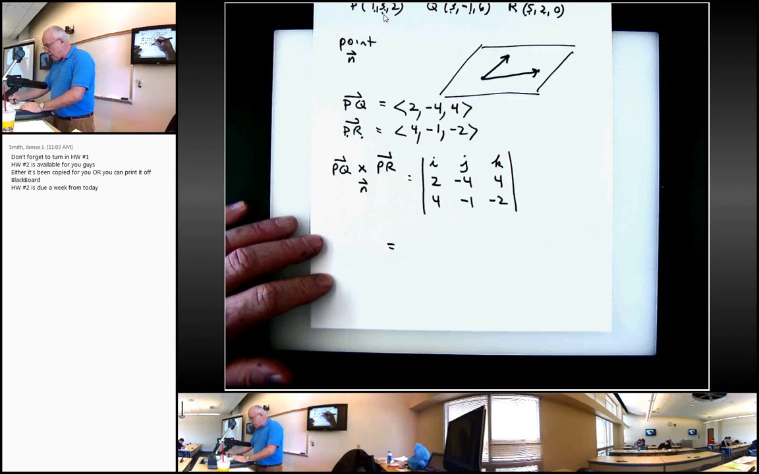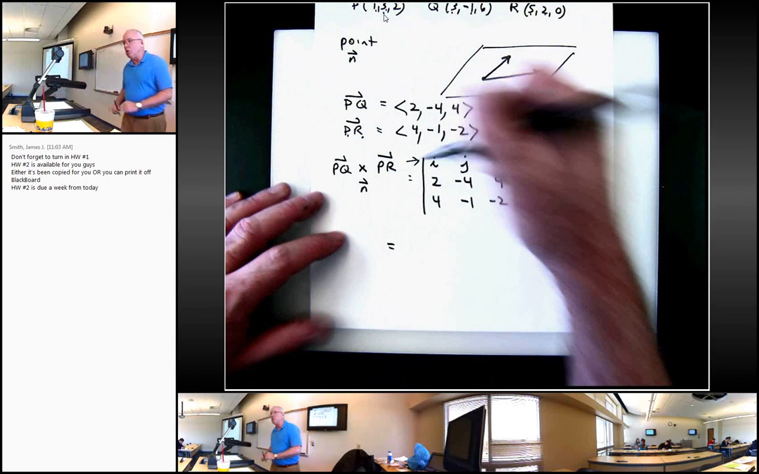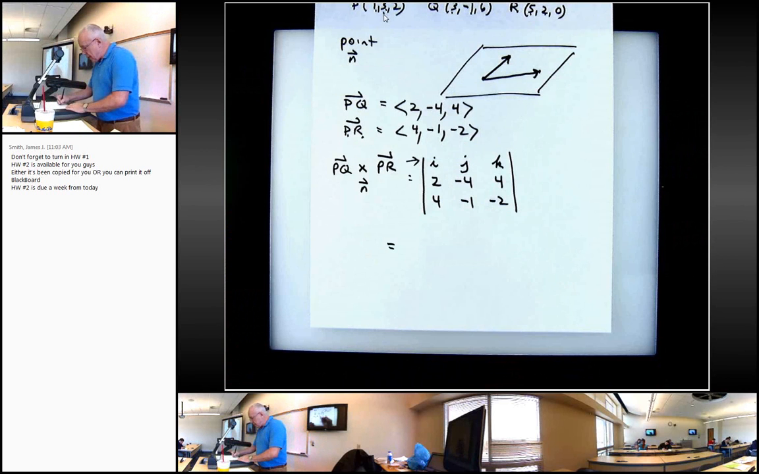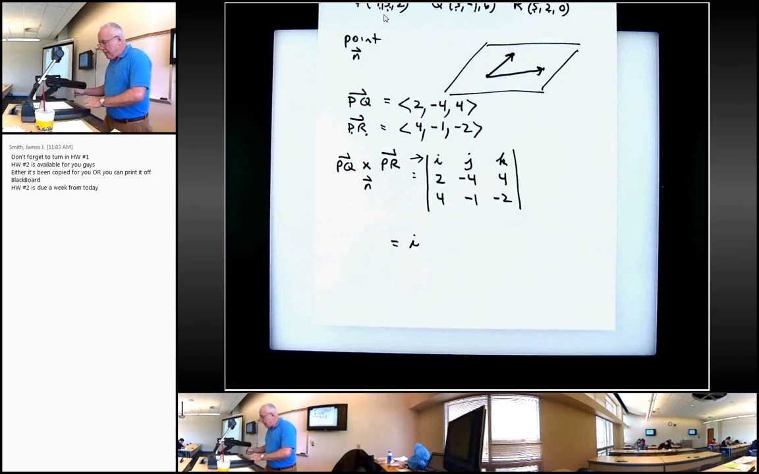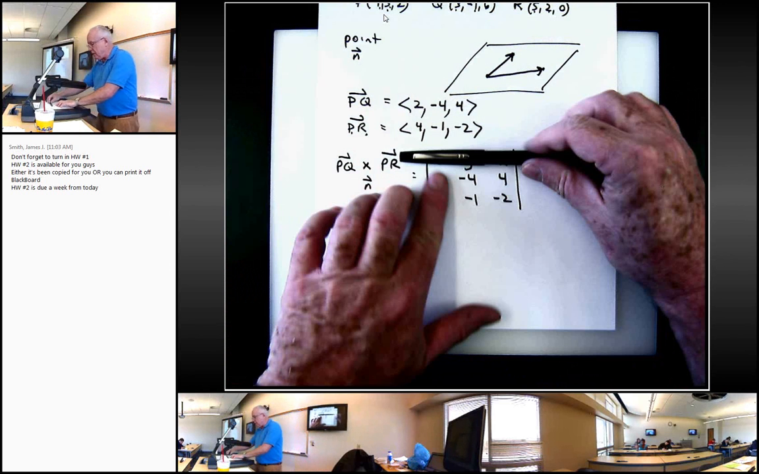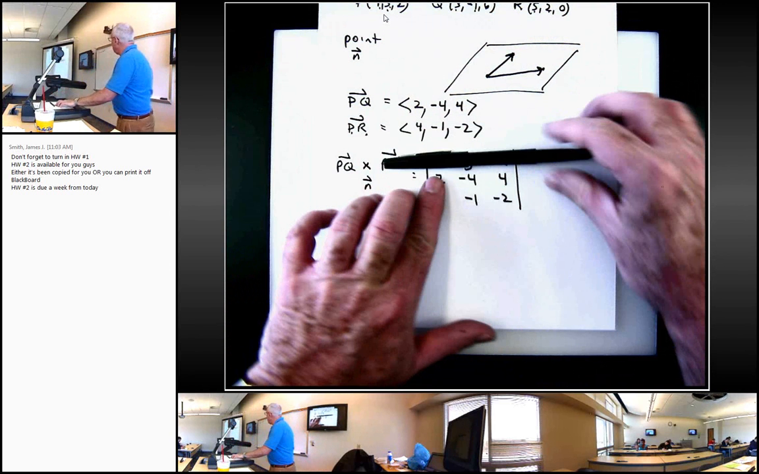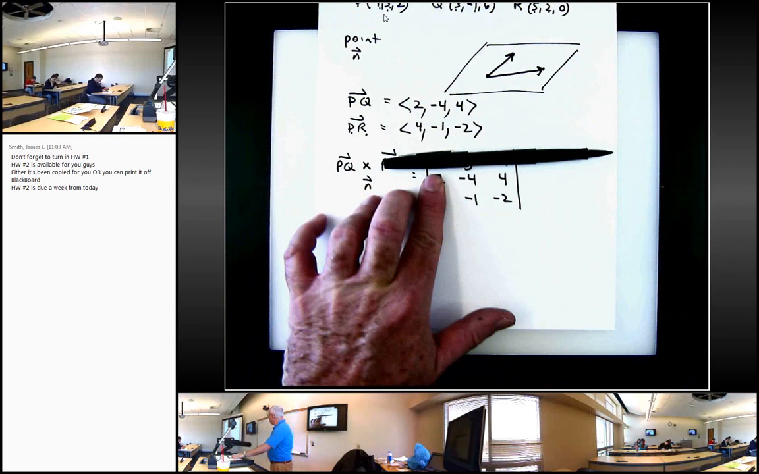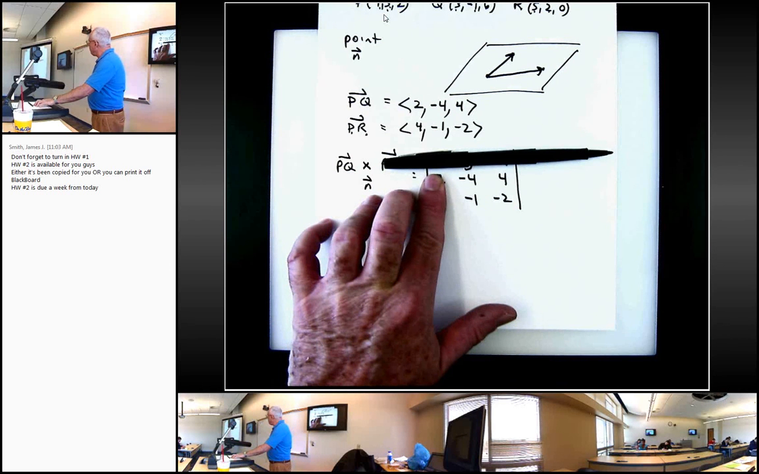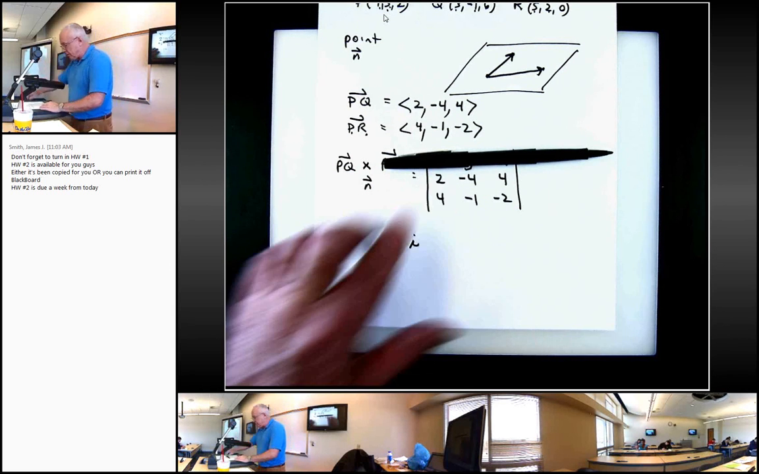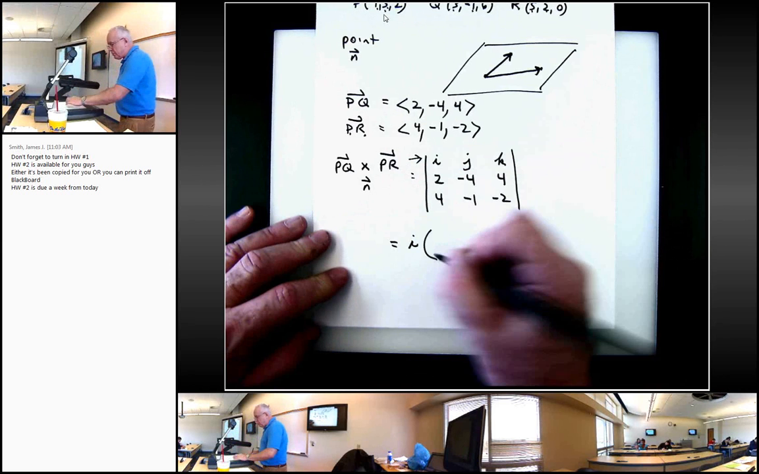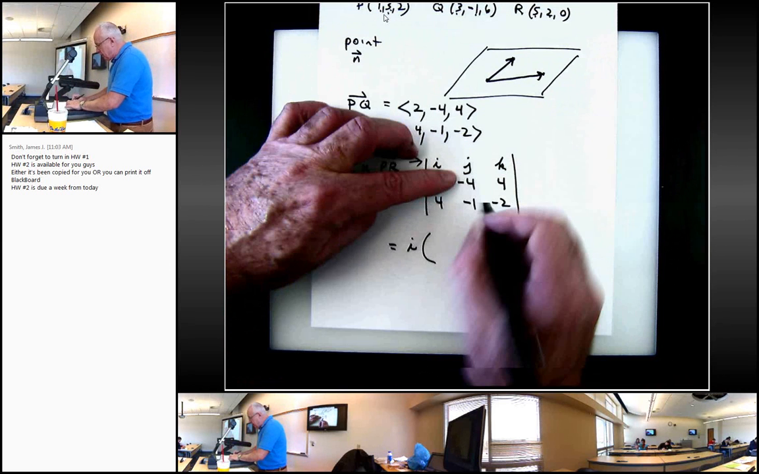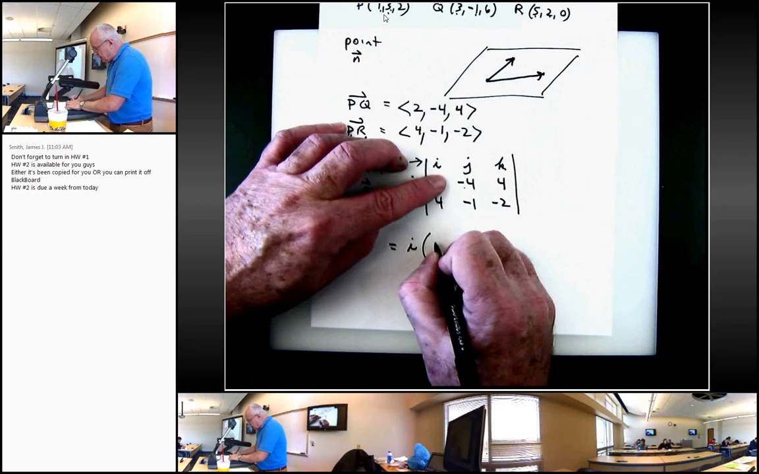Okay, so we start out, we go across that first row. Let's start with the i. And then remember, we cross out the row and the column that it's in, and what we're left with is minus 4, 4, minus 1, and minus 2. Lots of minuses here, so let me not do it all in one step. Let's just see here. Minus 4 times minus 2 is a positive 8.